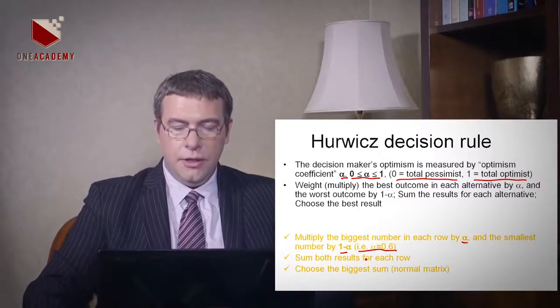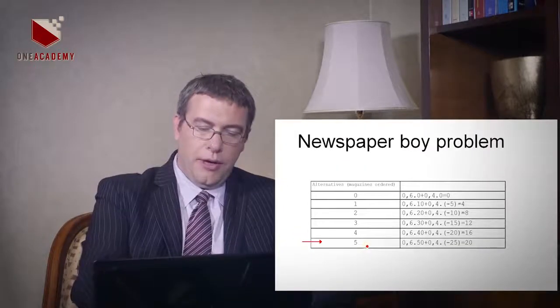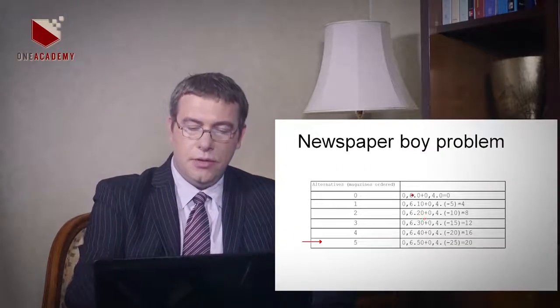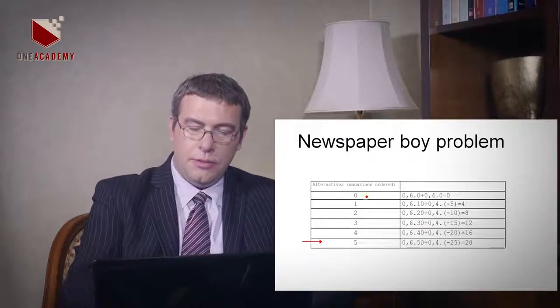How it looks here. Okay, for 0, the best possible outcome is 0. The worst possible outcome is 0.